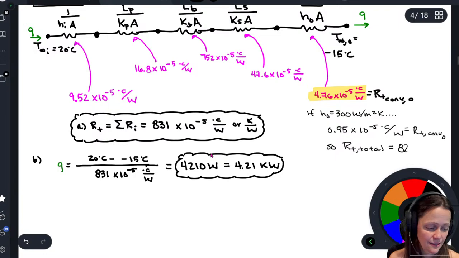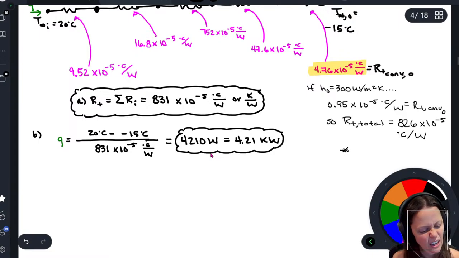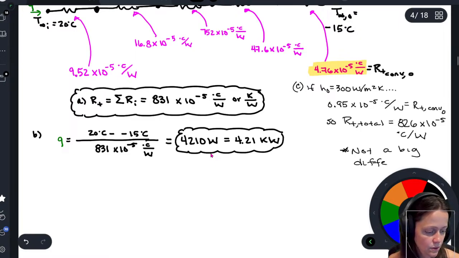826, which, okay, it makes a difference, but it's not a huge difference. I don't know what percentage that is, but it isn't that much. And that would have been degrees Celsius per watt. So I'll just say for part C, not a big difference. Super small, right?